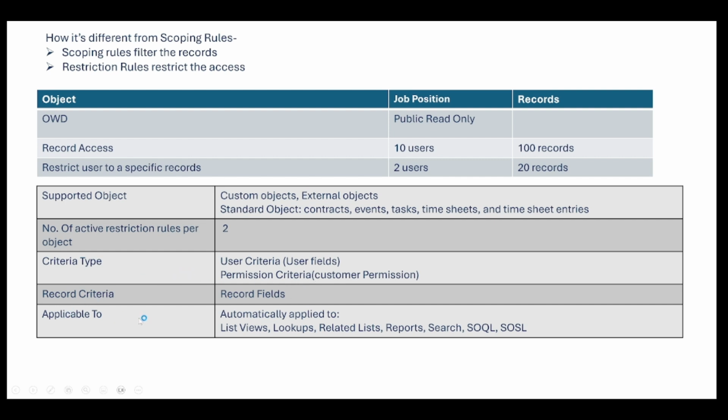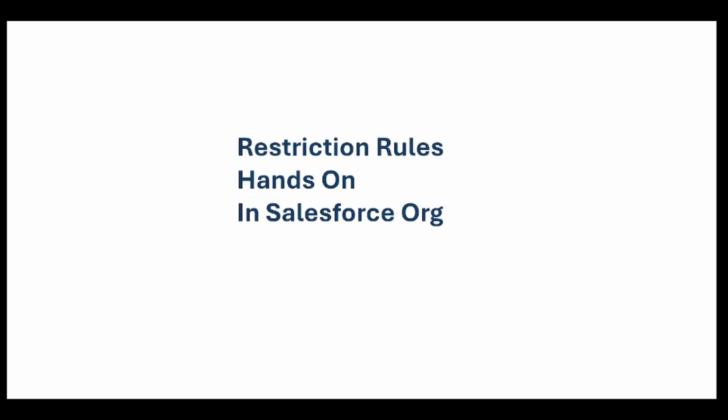Where it is applicable: in the case of scoping rules, we were applying them manually on the list view and the reports. However, when you create a restriction rule, it will be automatically applied to all of these places. Wherever you're trying to access the record, you will be allowed to access only what is as per the criteria defined in the restriction rules. So list views, lookups, related lists, reports, and if you're searching any record, SOQL, SOSL, everywhere it will be applicable. Now let's see these restriction rules in Salesforce.